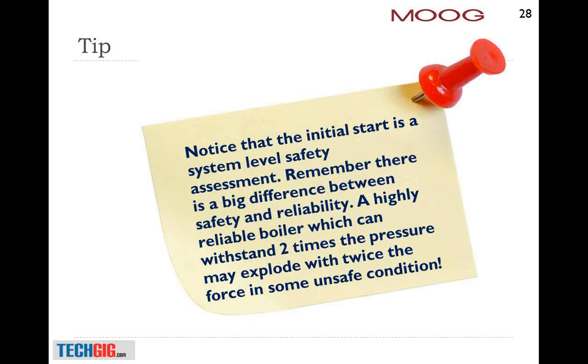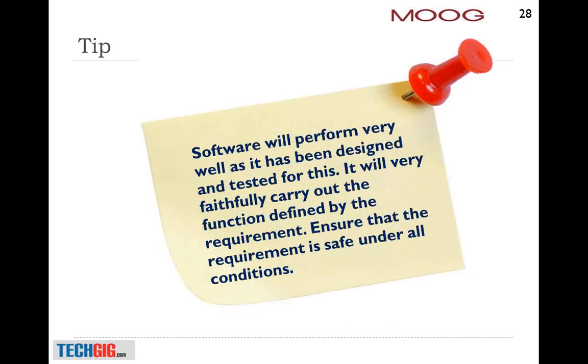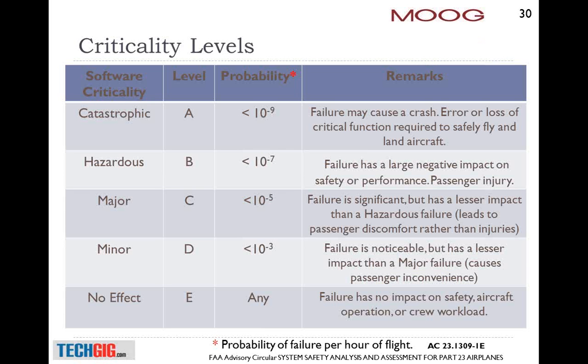So remember that there is a big difference between safety and reliability. A highly reliable boiler which can withstand 2 times the pressure may explode with twice the force in an unsafe condition. So you have to remember this specific aspect. Safety is different, reliability is entirely different. The software will perform very well as it has been designed and tested for this. It will very faithfully carry out the function defined by the requirement. So we have to ensure that the requirement is safe under all conditions. So requirement is what drives your safety.